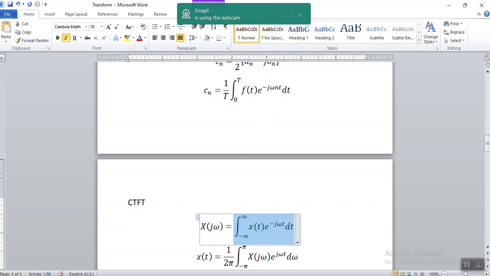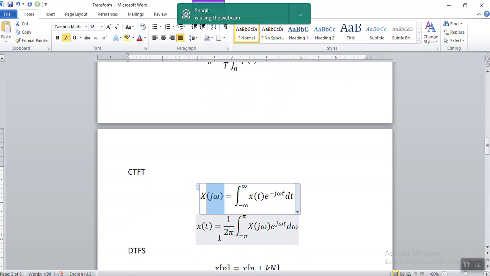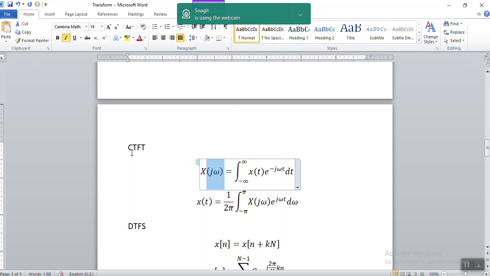e to the power minus j omega t: since it was discrete but now it becomes continuous, there is no n, and since it is aperiodic and T tends to infinity, the integral is over all time, minus infinity to infinity, and there is no question of dividing by T. This is denoted as X of j omega, which is the continuous time Fourier transform, CTFT. The definition of the continuous time Fourier transform is X of j omega equals the integral from minus infinity to infinity of x of t e to the power minus j omega t dt.